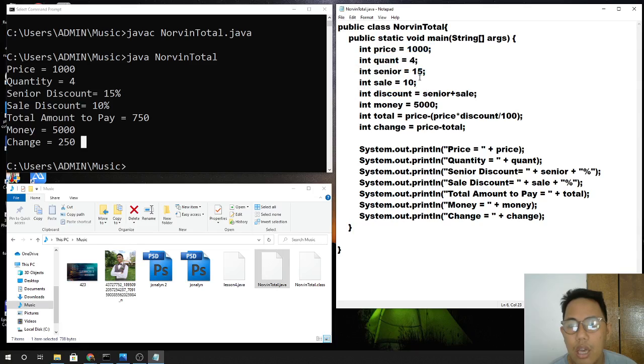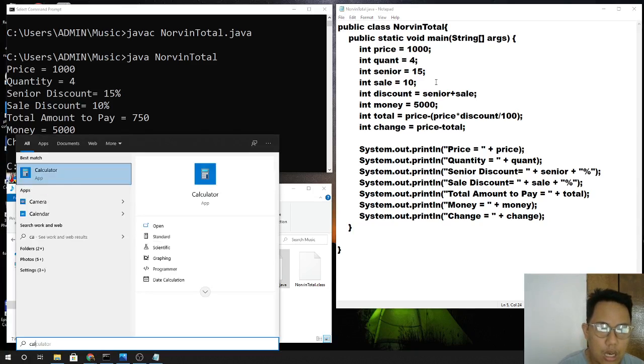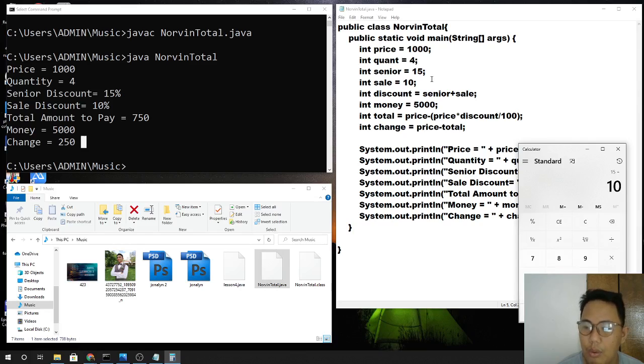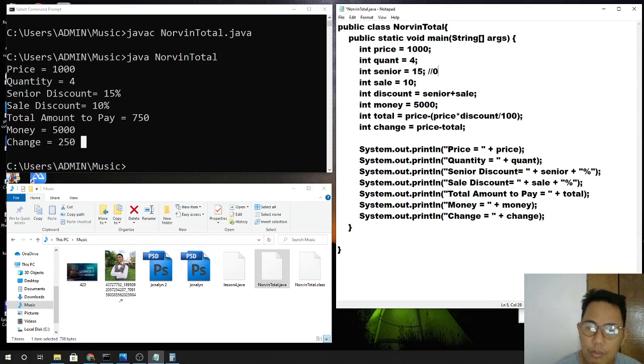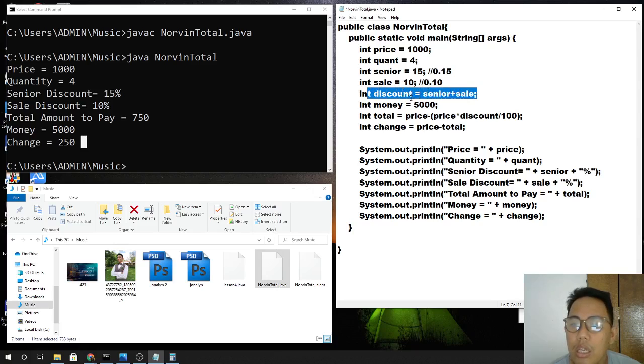So these are all the givens, and int senior. Remember that it's 15%. If you get the decimal amount of 15%, you have to calculate. You have to use a calculator. You have to do 15 divided by 100, so the answer is 0.15. So it must show 0.15, right? And sale here must also be 0.10. So the values must have been 0.15 and 0.10. So let's see here: int discount equals senior plus sale. Yeah, this is correct. However, the value of senior again is 0.15, so this actually means this is wrong, right?